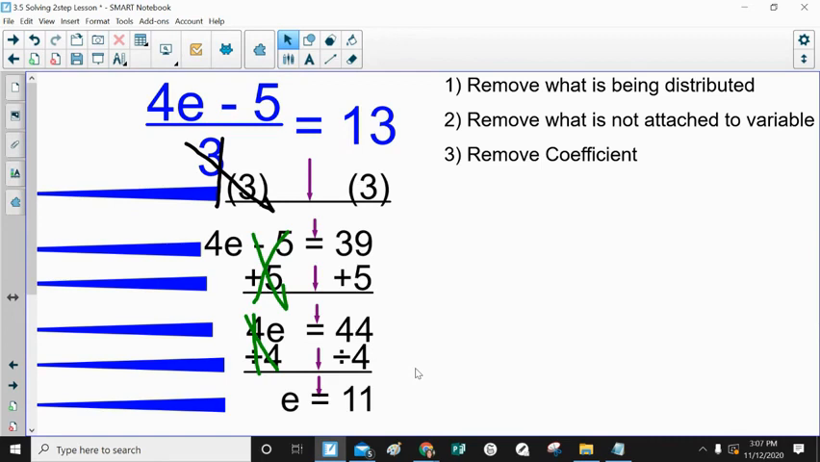So those are 3 different equations that we looked at. My steps are basically the same process. Remove whatever is being distributed, remove whatever is being added or subtracted to that side of the equation, and then get rid of coefficients. The order is the only thing that changes.